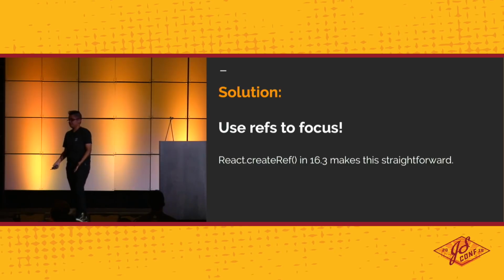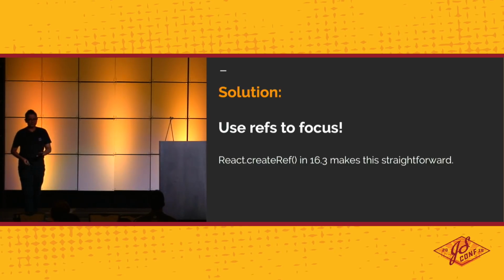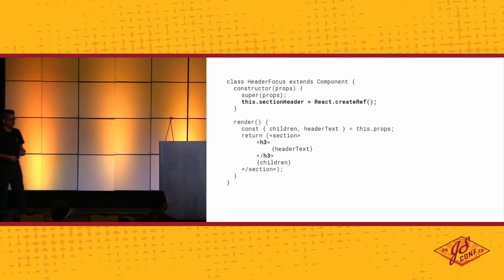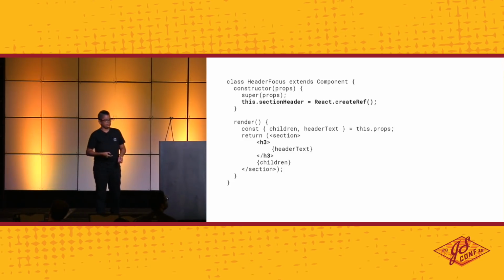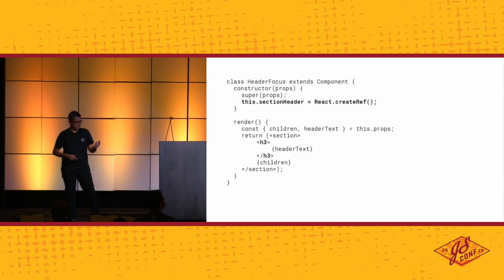For this, you can use refs. Don't overuse the refs. Use them judiciously, but for managing focus, you can use them. Since React 16.3, using refs has been more straightforward and easier, you can use them like this. For any component, you can create a ref using React.createRef. As you can see in the constructor over there, we have a ref called section header. And then in my render section, I have an h3 tag, which I want to be focused. So what I'll do is attach this ref to the h3 tag.